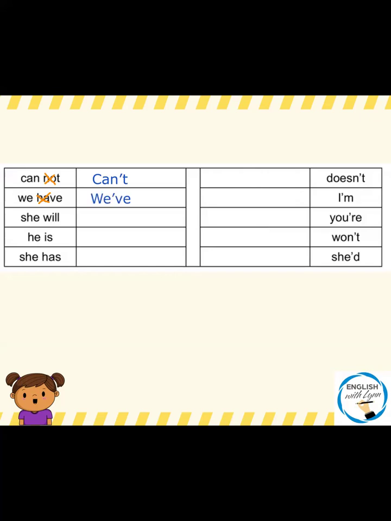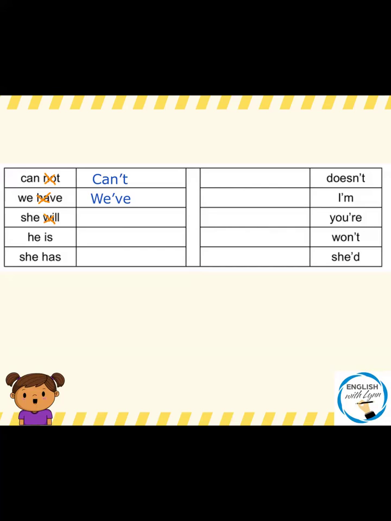So "we've". Now, the next one, "she will". What do we need to do with that? We need to miss out. We'll end up with, it sounds a bit like "shell". Okay, so "she'll". And what we have to do is we miss the W and the I.